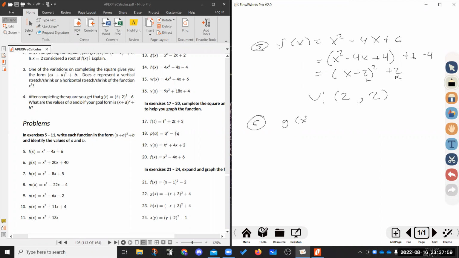Number 6: g of x equals x squared plus 20x plus 40. We're going to take half of the middle number and square it. We're going to subtract that same number so that we get x plus 10 squared minus 60. My vertex is going to be at (-10, -60). Negative 10 is what makes the parentheses 0.